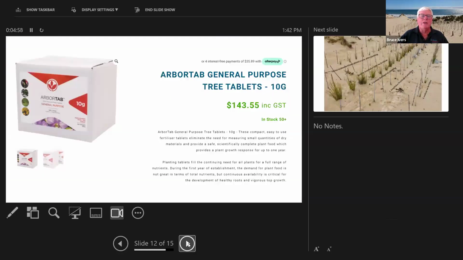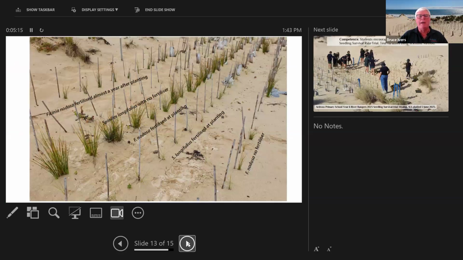And as I said, we used fertiliser tablets this time around. So there's the fertiliser tablets. They're just Arbortab general purpose 10-gram ones, a compound fertiliser in them. And we wondered if they would make any difference to the way in which the seedlings grew. And this is what we found about 75 weeks after planting.